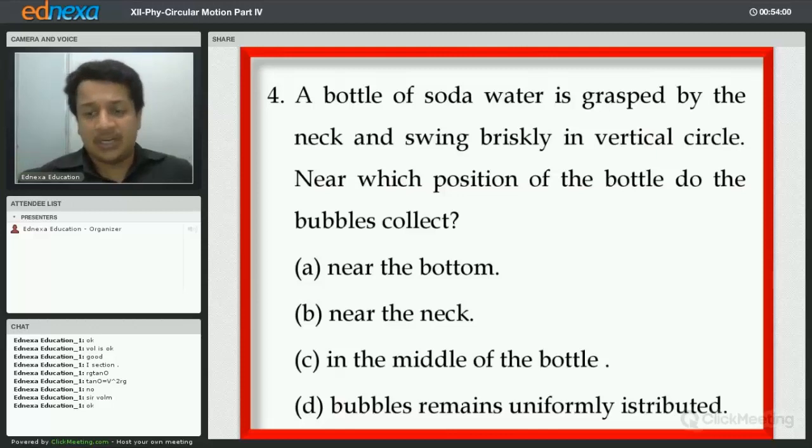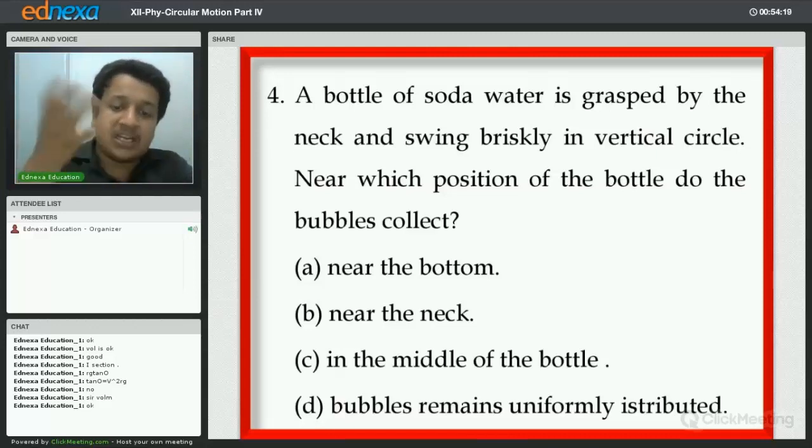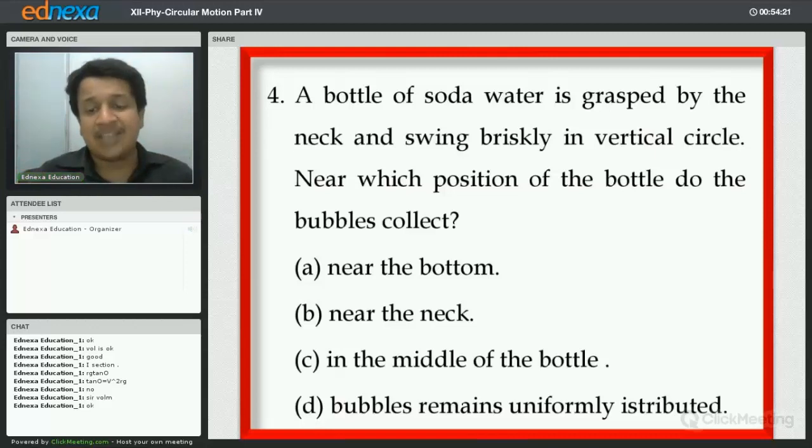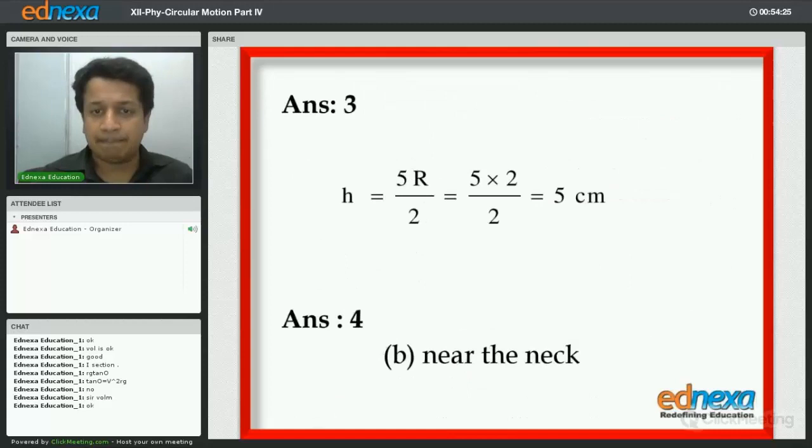It should be distributed. Yes, near the neck is the correct option. All bubbles will get collected near the neck because of centrifugal force. Because of centrifugal force, the water present inside it will get pushed down towards the bottom, and all bubbles will get collected at the top, means at the neck. So these are the solutions which we discussed.